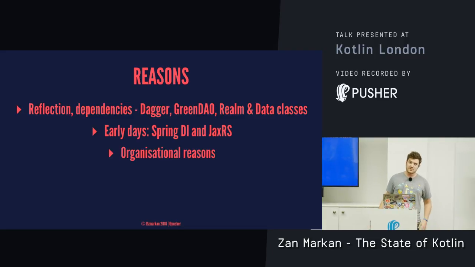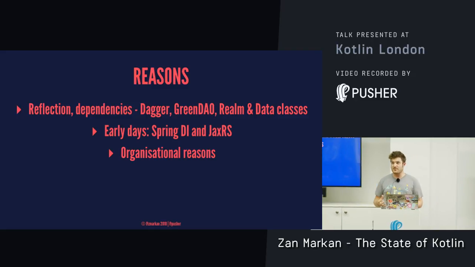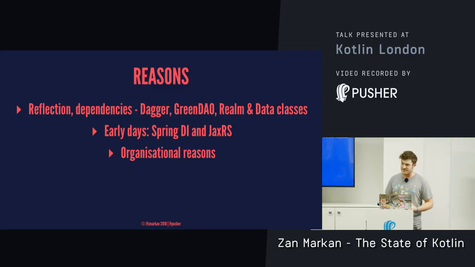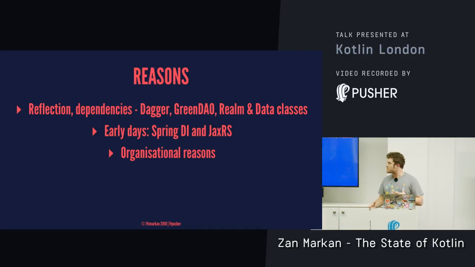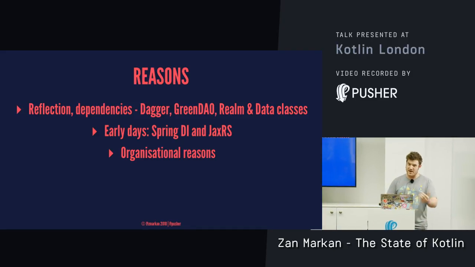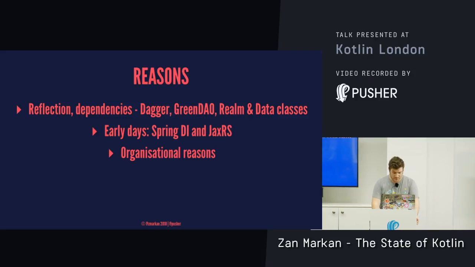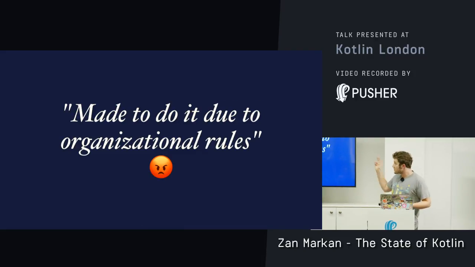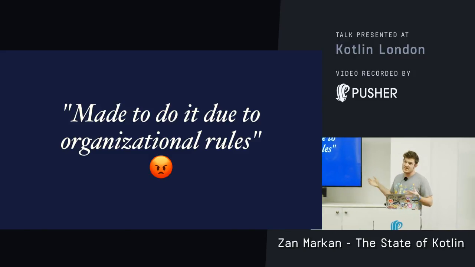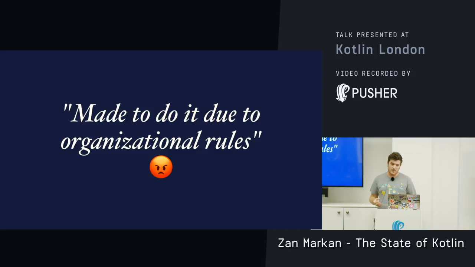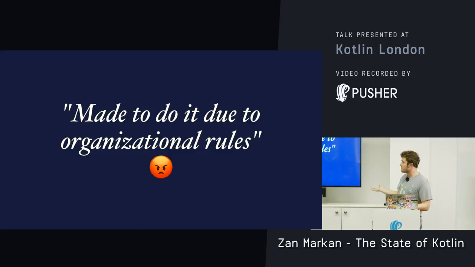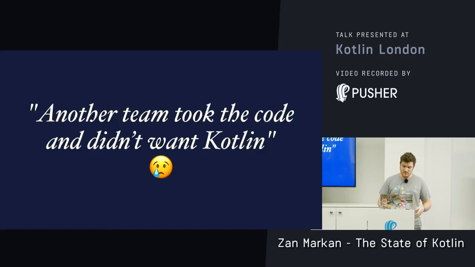In the early days, it was also Spring, and we can't just look at technical reasons, because there are also organizational reasons. There might be corporate policy at play that prevents you from just migrating to a completely new programming language. These are quotes. If you see slides like these, it means that they are direct quotes that I've taken from open-ended questions. Someone was made to revert it due to organizational rules. Or another team took the code and they didn't want Kotlin. Sad.